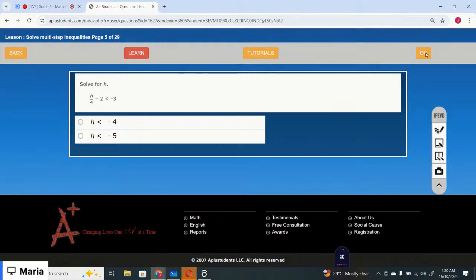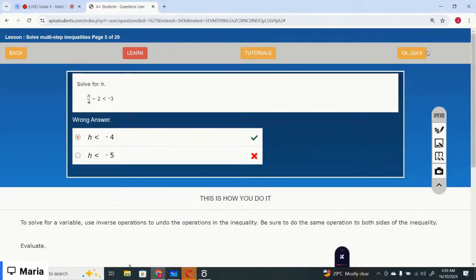Option number 2 is the correct option. That is h is less than negative 5. Option number 2 is the correct option. Oh, option number 1 is the correct option. Sorry. That's option number 1.